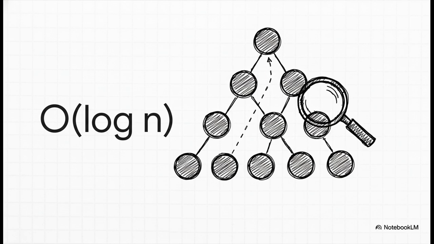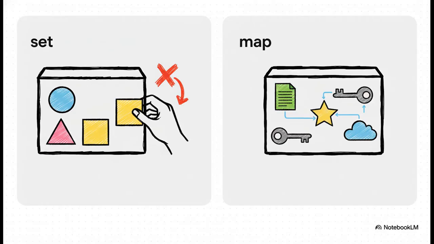They store data in a sorted structure, usually something like a balanced binary tree. This means searching is incredibly efficient. We're talking O(log n) complexity, which means as the collection doubles in size, it only takes one extra step to find what you're looking for. It scales beautifully.